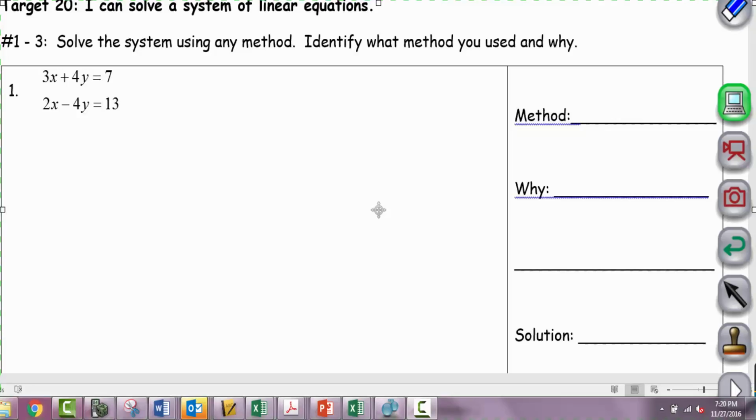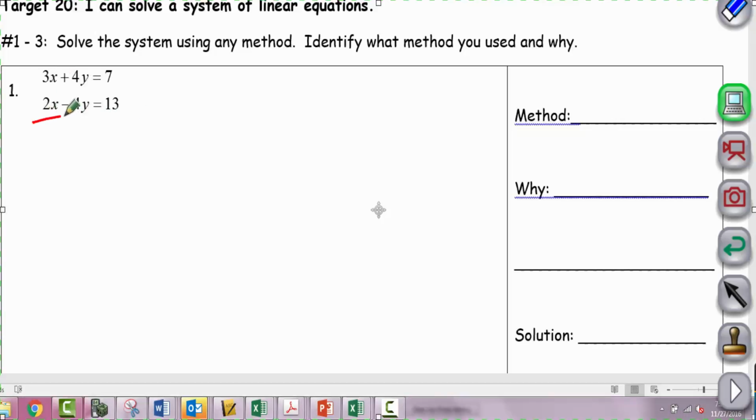Hey guys, we're doing some test review here, and we're talking about how to solve systems of linear equations in this one. So right now we're looking at targets 20, and we'll see how far we get in the first little bit here. So we have a bunch of different options to solving a system of linear equations, and one of them is elimination. So you really want to figure out what method works best.